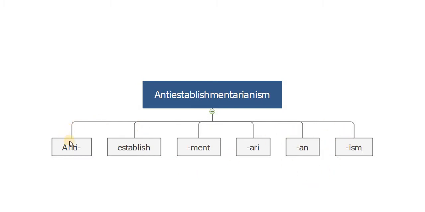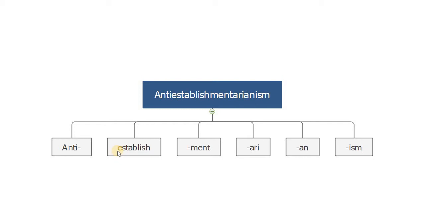Now anti is used, again, to change the sentence into a negative. The core or root word here is establish. Establish is a verb. Then when you add ment to it, establishment, it becomes a noun. Establishmentary, anti-establishmentary, like parliamentary, is an adjective. Anti-establishmentarian is the name of a person when you use it like that.